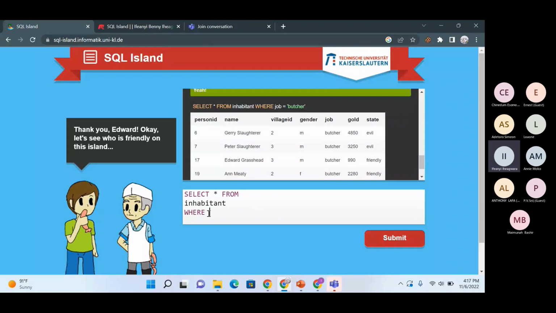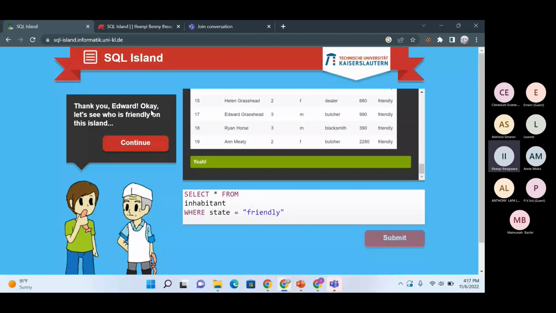Another thing you should know about SQL is that though I write everything in capital letters, SQL is not really case sensitive. You usually use capital letters because it makes it more readable, so anybody that picks up your query can understand what you're trying to do. So we're going to use WHERE state equals 'friendly'. Just like in Excel, where you're writing text, you put it in quotation marks. Make sure you spell it correctly and submit your query. Okay, so it has a list of everybody. Yes, I can see who is friendly on the island.